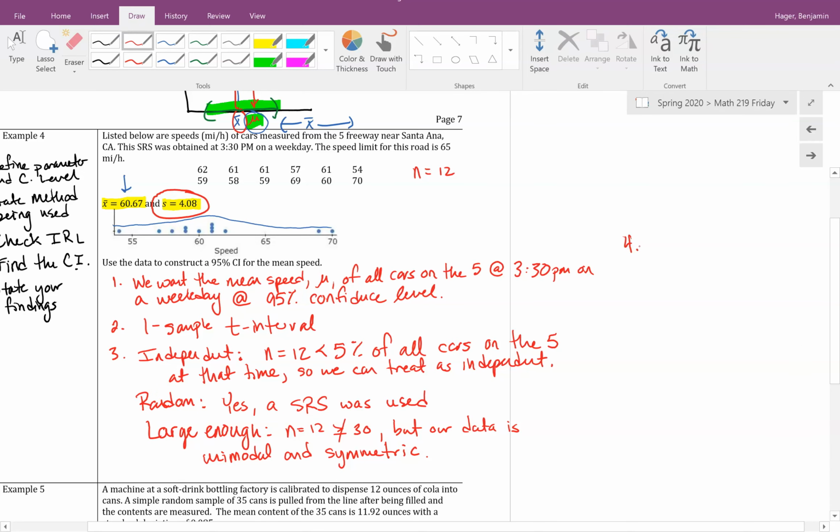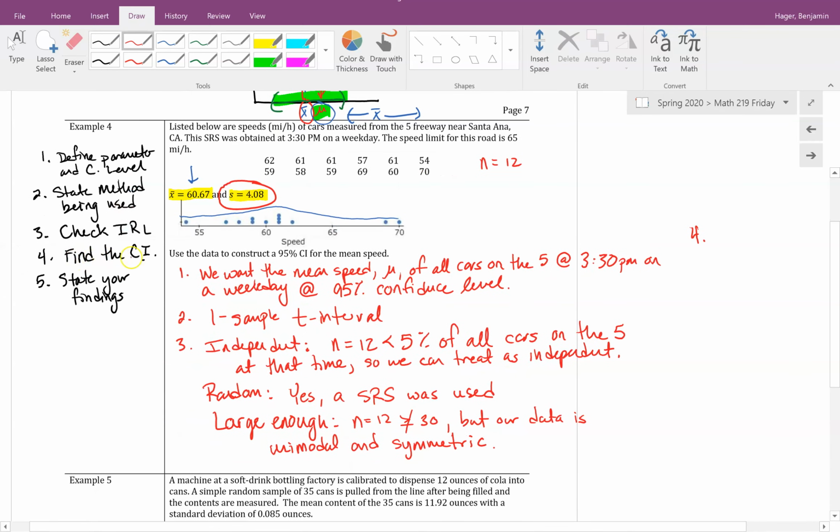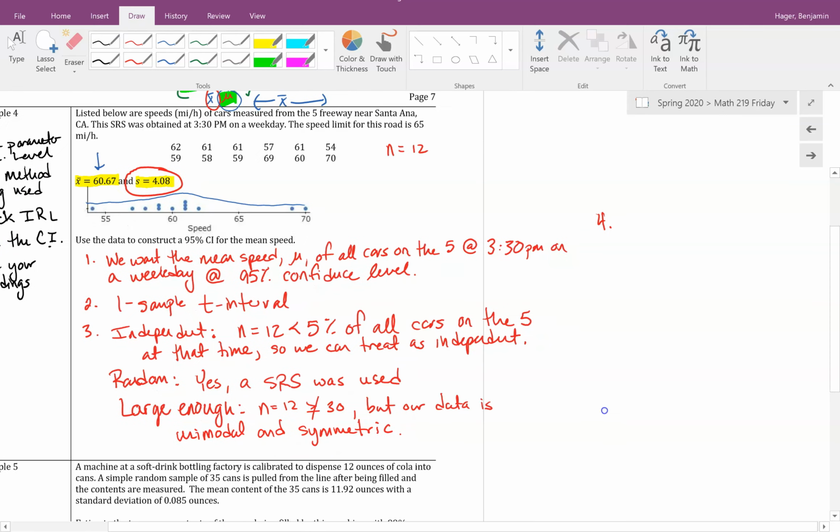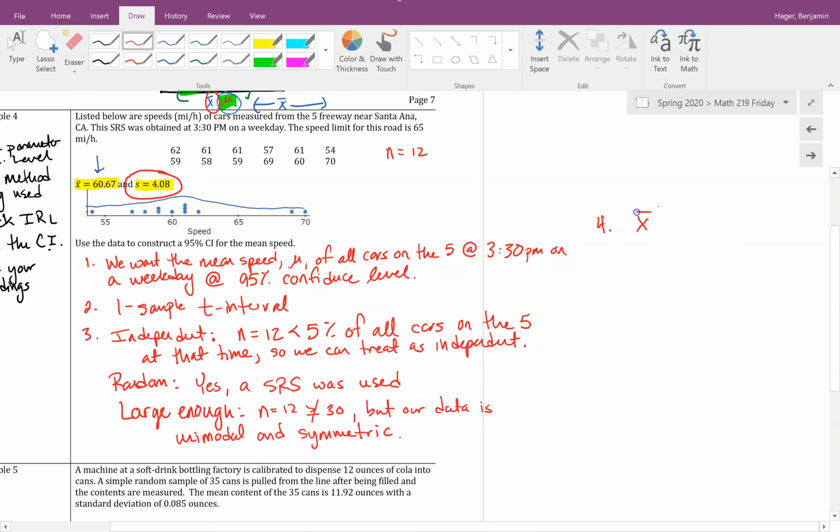Okay, running out of room. Step 4, that's where you actually do the thing. Now we're actually going to do the confidence interval. Now remember, it's a one sample t interval. So I'm going to start with my point estimate, and I'm going to add a bunch of standard deviations. Now this critical t value has how many degrees of freedom? If the sample size is 12, there's 11 degrees of freedom. Okay? So the sample mean they gave us, that's 60.67.